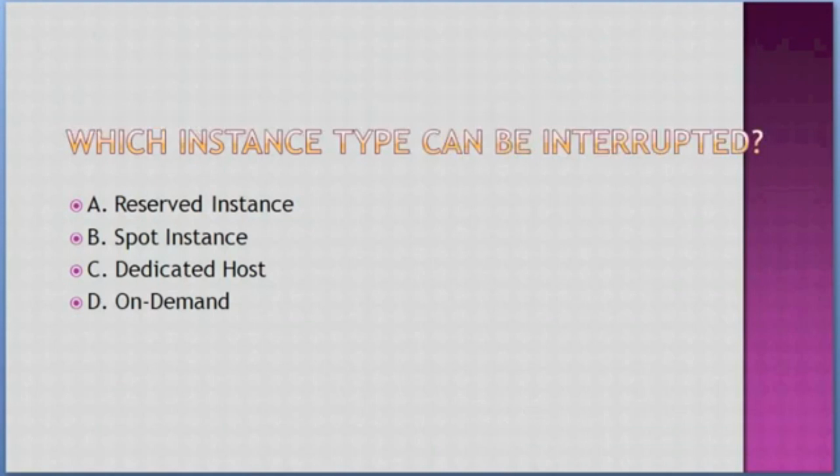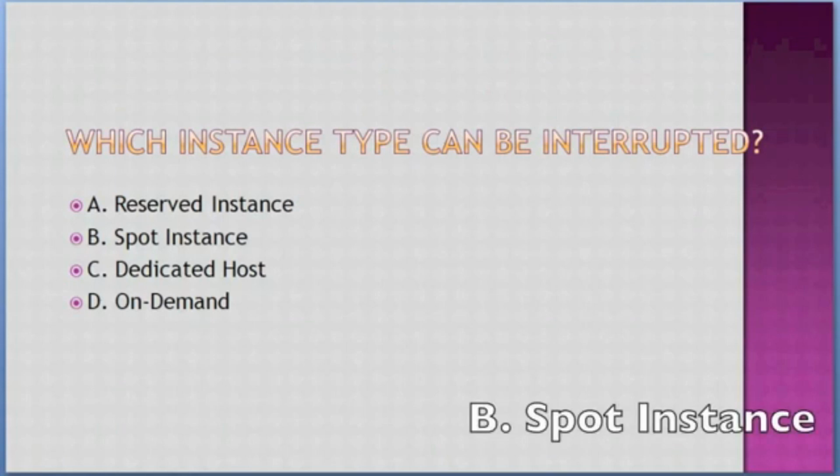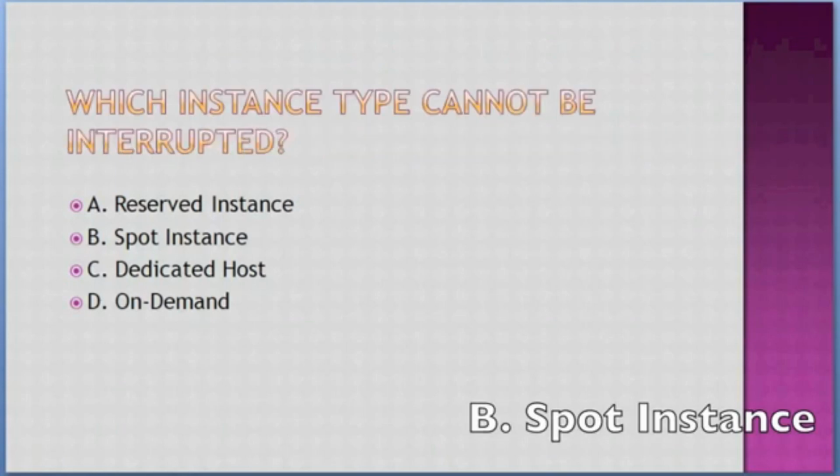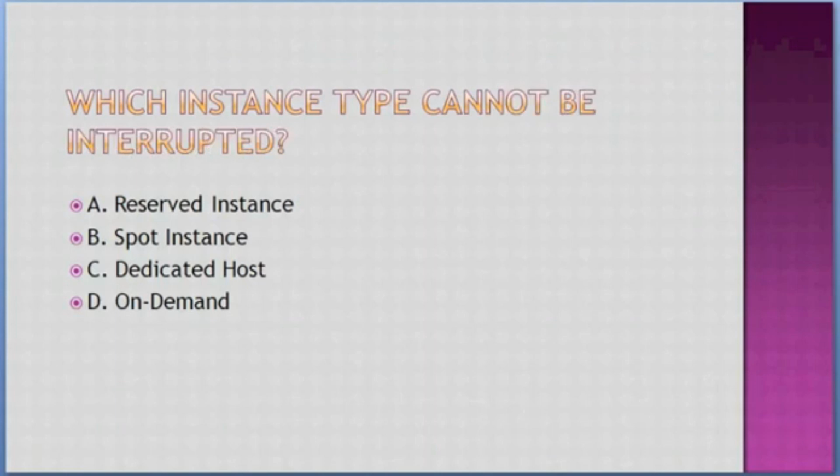Which instance type can be interrupted? A. Reserved instance. B. Spot instance. C. Dedicated host. D. On demand. Answer B. Spot instance. Which instance type cannot be interrupted? A. Reserved instance. B. Spot instance. C. Dedicated host. D. On demand.